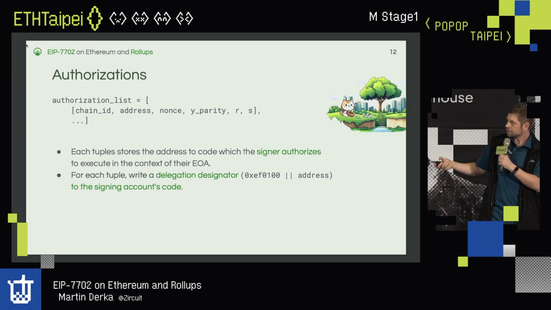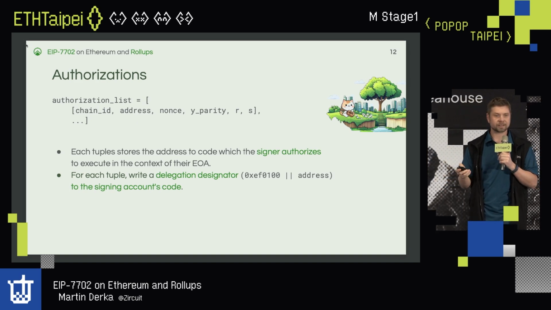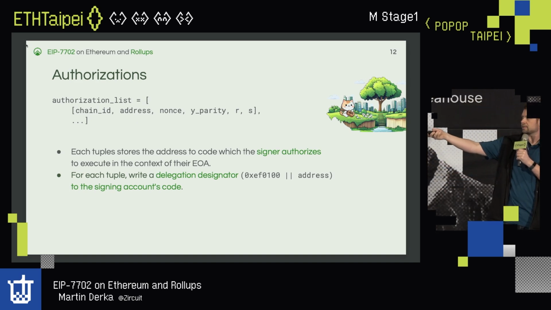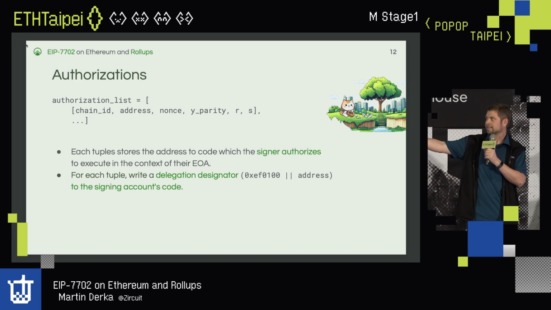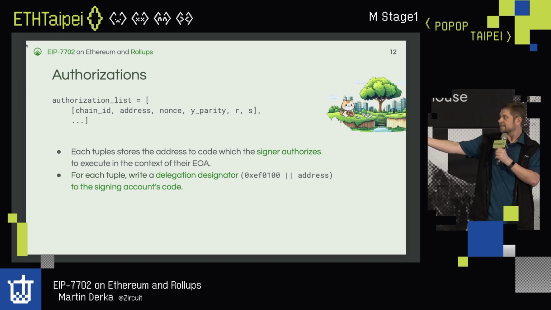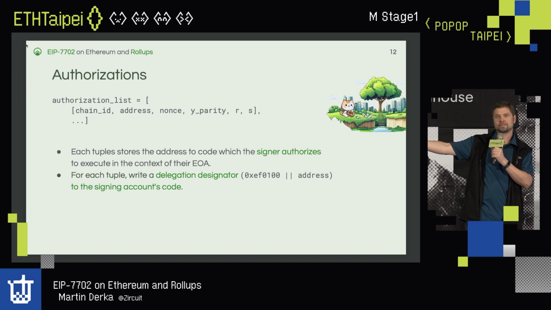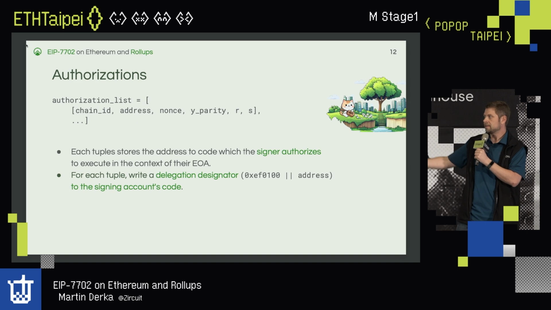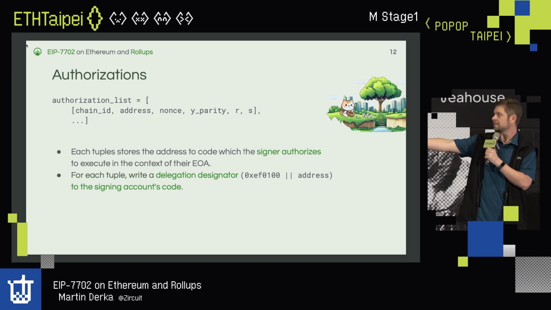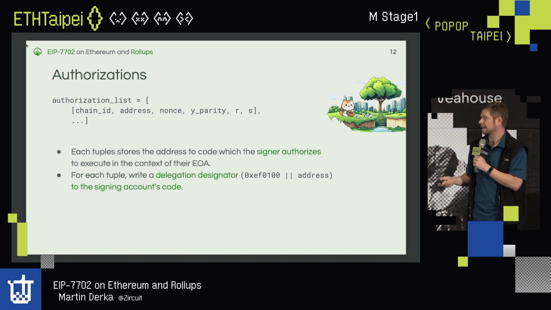And what we do during execution, so before we execute this very regular, normal, ordinary transaction, we actually go through this list of authorizations, and for each such tuple, we understand that the signer, that's this Y parity, R and S value, signifies that the signer authorizes this address to execute within the context of their EOA. And then we write the delegation designators into the code space for this EOA. So we give it some magic constant concatenated with the address.